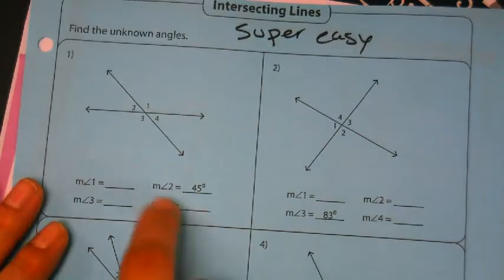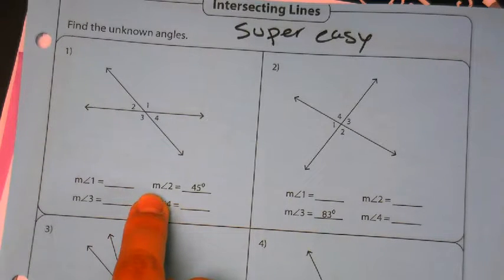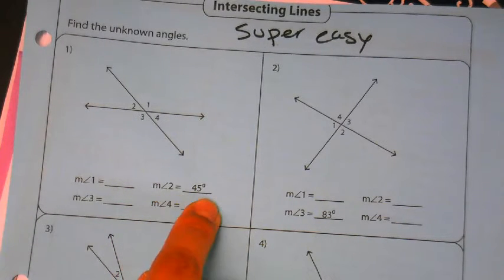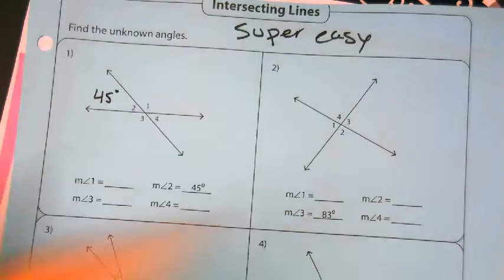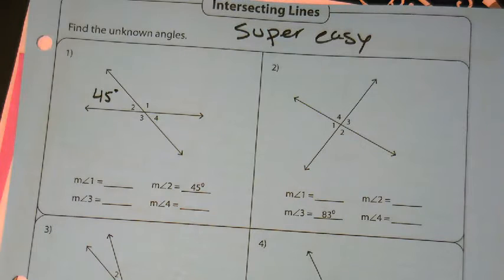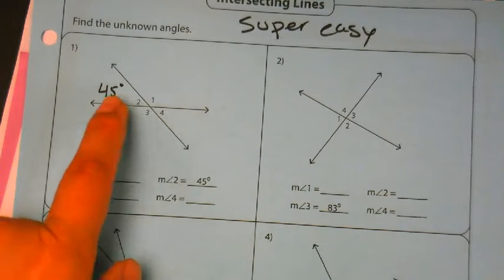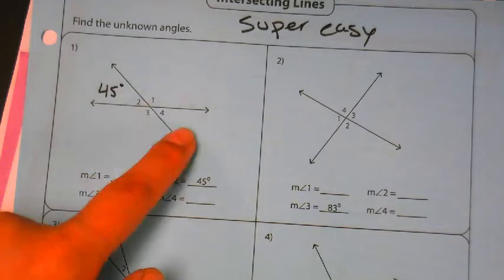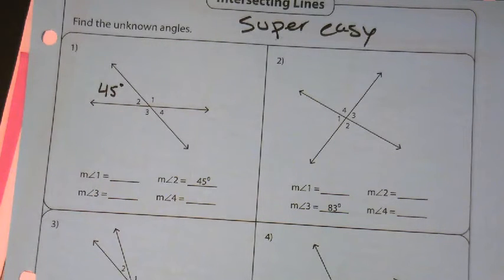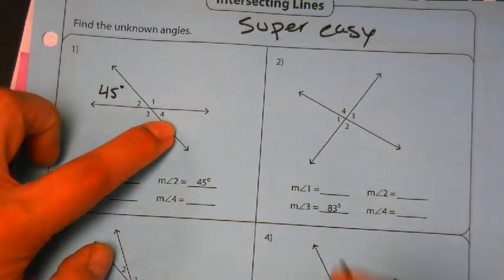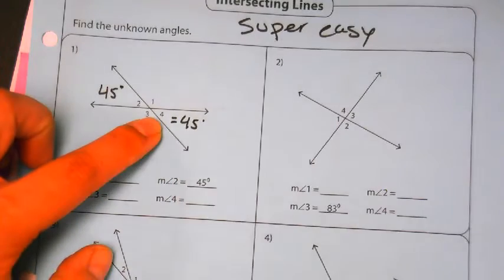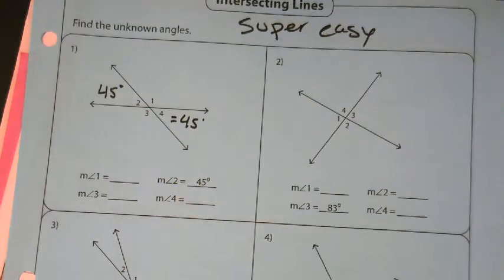Number 1, M stands for measure. So the measure of angle 2 is 45 degrees. This angle 2 right here is 45 degrees. What is the vertical angle of angle 2? Angle 4. So angle 2 and angle 4 are vertical from each other. They're opposite, not next to each other. So if 2 and 4 are vertical, that means angle 4 equals 45 degrees. These two angles are equal.